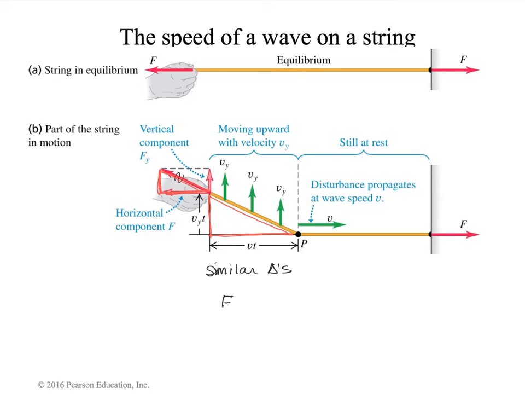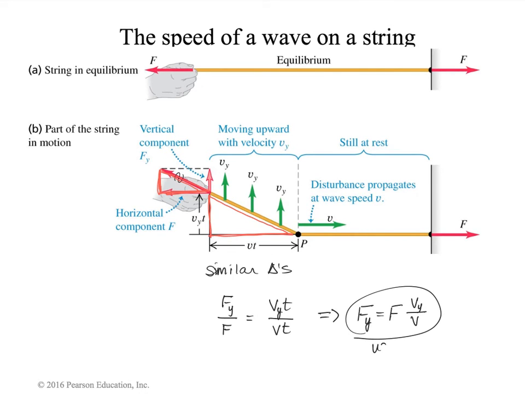And so what we know about similar triangles is that their sides are proportional in length. So if we make the ratio of Fy to F, this should correspond to the corresponding sides of the larger triangle, which would be V sub y times t over v times t. And if we rearrange this, we can see that this will give us a relationship between the force that's applied vertically, F sub y, and the different velocities and the horizontal force. And we're going to use this later.